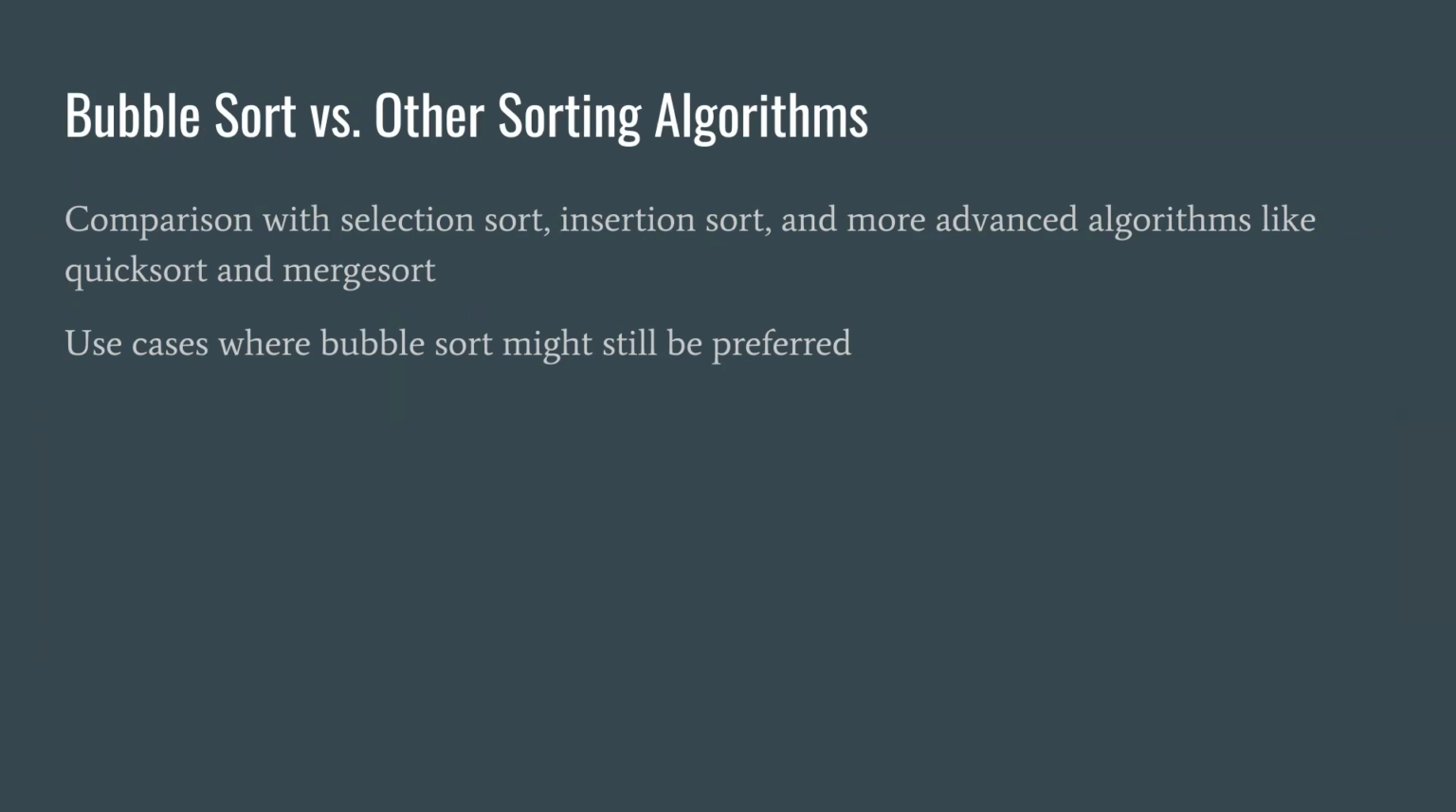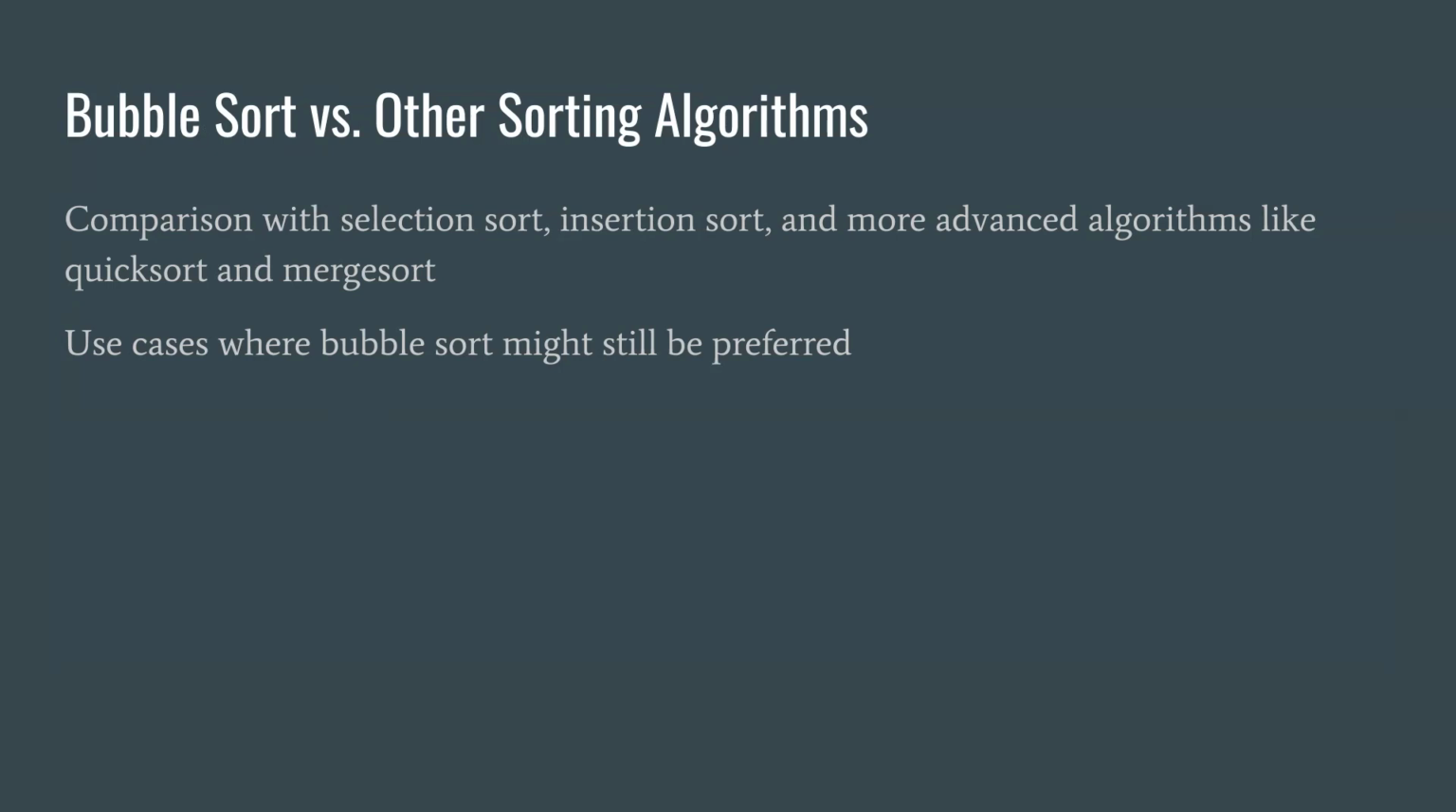Bubble sort versus other sorting algorithms. We want to position bubble sort in the broader context of sorting algorithms. When we compare bubble sort to other simple sorting algorithms such as selection sort and insertion sort, we find that they all share a similar time complexity of O(n squared) in their basic forms. However, each sorting algorithm has its unique characteristics.